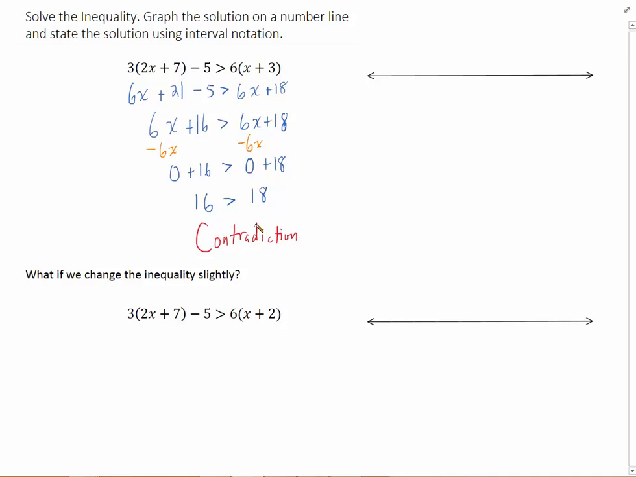So in this situation, for this inequality, the variable terms are all removed from the inequality, and we're left with a false statement. 16 is greater than 18 is a contradiction. What this tells us is there are no solutions to this inequality. So we would not shade the number line. There's nothing we can shade on the number line.